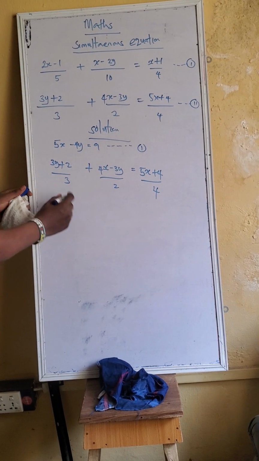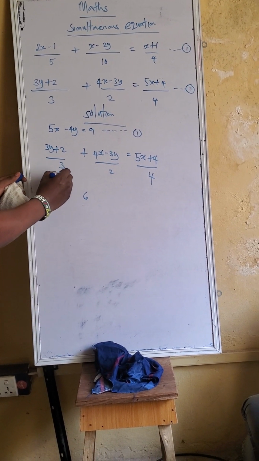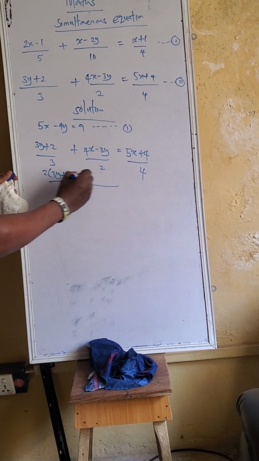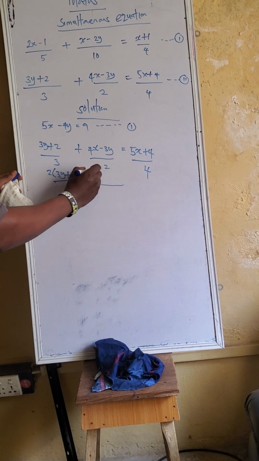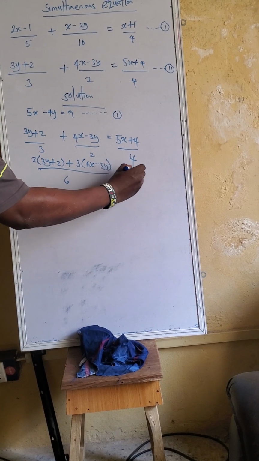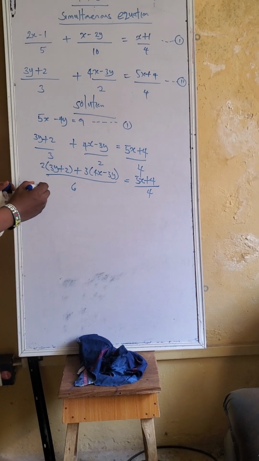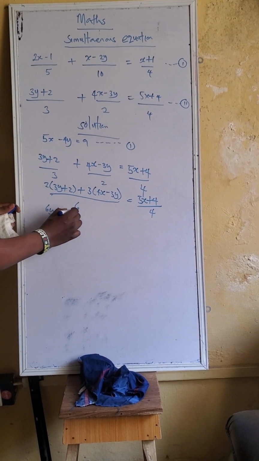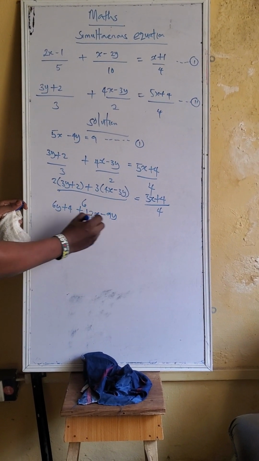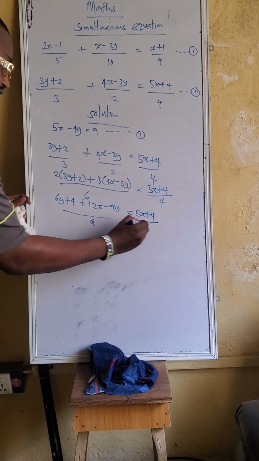Now same thing goes here. LCM 6. 2 open bracket 3y plus 2, plus 2 in 6 is 3, open bracket 4x minus 3y, equals (5x plus 4) divided by 4. Now we open the bracket: 6y plus 4 plus 12x minus 9y over 6 equals (5x plus 4) divided by 4.